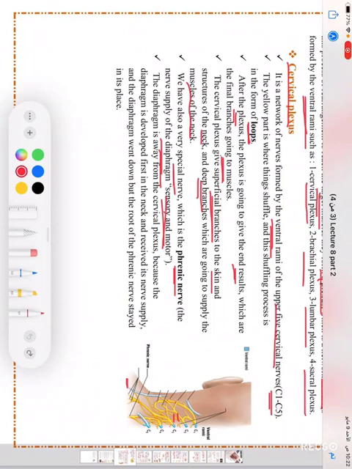The diaphragm is away from the cervical plexus. يعني هذا الإشي اللي خلاه special. Just it's away, because the diaphragm is developed first in the neck and received its nerve supply. And the diaphragm went down, but the phrenic nerve stayed, it just stayed in its place.